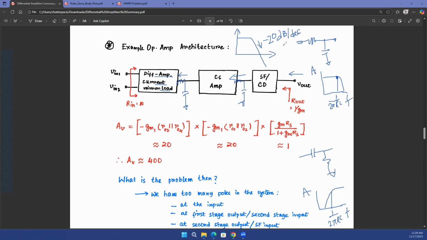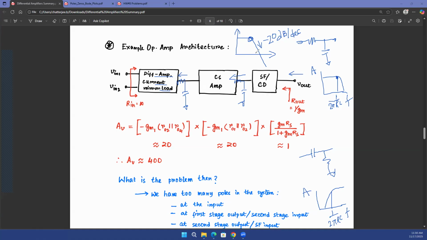For that to happen, I need to have only one pole. If I have 2 poles over here, then this slope is going to be minus 40 dB per decade. And if I increase my frequency by 10 times, my amplitude will reduce by 100 times. If I have 3 poles at the same point, my slope is going to be minus 60 dB per decade. And if I increase my frequency by 10 times, my amplitude is going to reduce by 1,000 times. That is not what an ideal op-amp should look like.